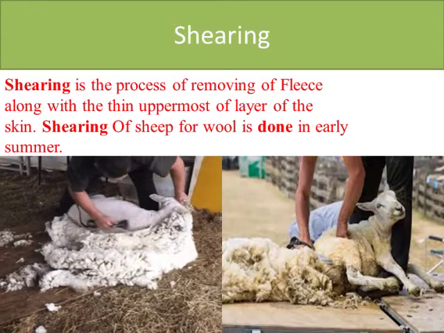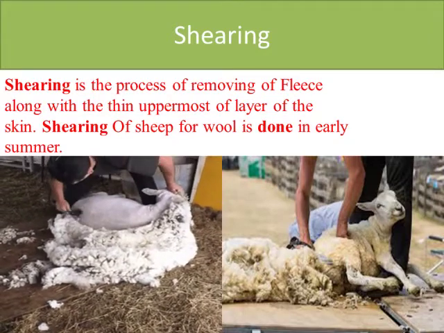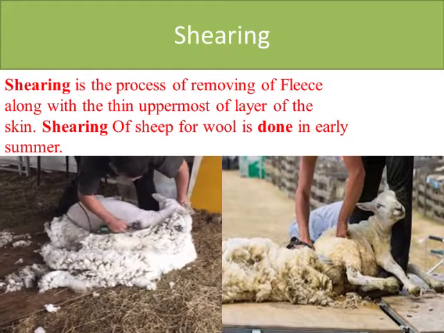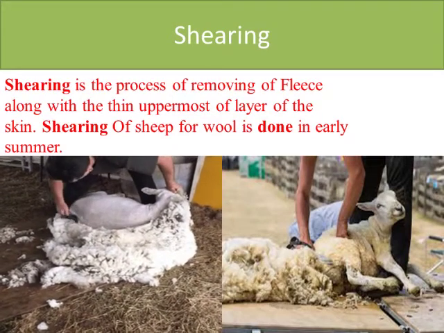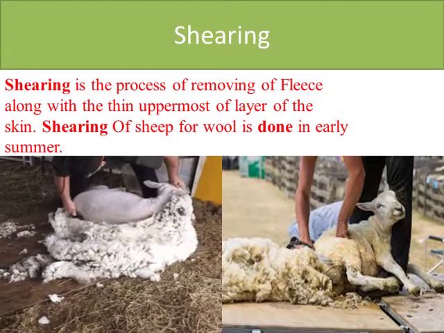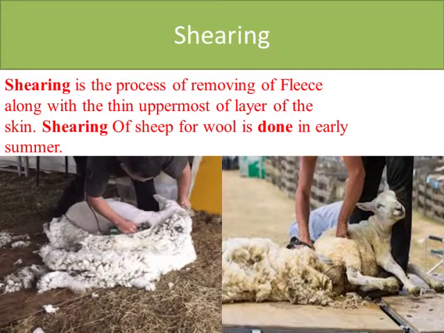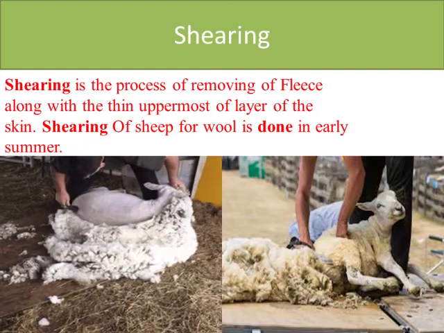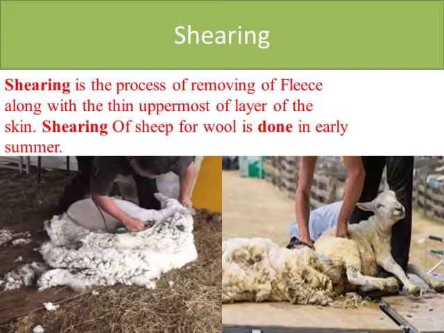Usually hair is removed during the hot weather. This enables the sheep to survive without the protective coat of hair. Shearing is normally done twice a year, but in some areas it is done thrice a year also.